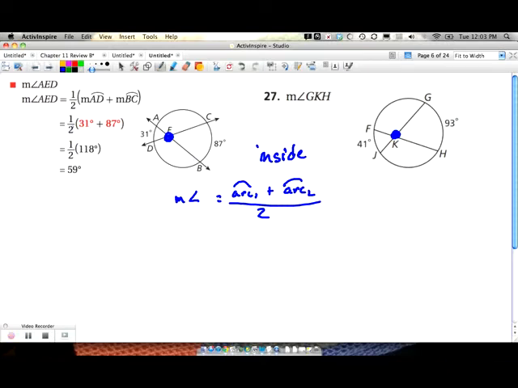So for this first one, what they did is they added the two arcs and divided by 2. They did 31 plus 87 is 118. Half of that, they got 59. So I'm going to do the same thing here. 41 plus 93, that's my two arcs, divided by 2, and that equals my angle in the middle, GKH.